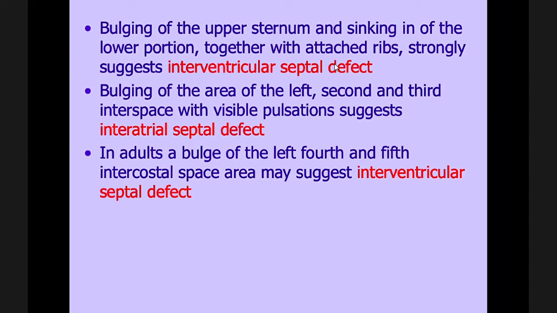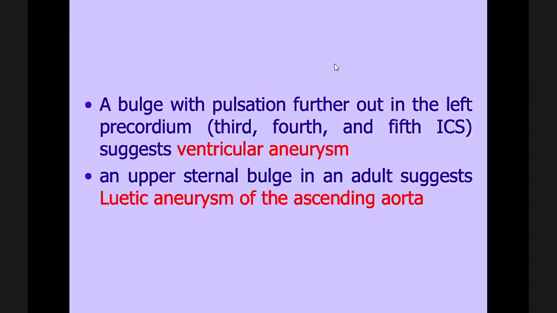Now, if you have bulging of the area of the left second and third interspace with visible pulsations, this suggests interatrial septal defect. In adults, the bulge of the left fourth and fifth intercostal space also suggests interventricular septal defect. Now, a bulge with pulsation farther out in the left precordium, meaning at the third, fourth, and fifth intercostal space, may suggest presence of ventricular aneurysm.